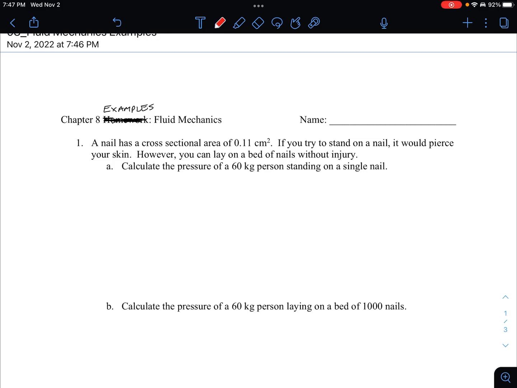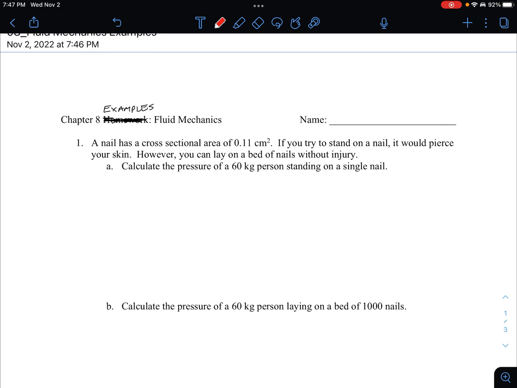If you try to stand on a nail, it would pierce your skin. However, you can lay on a bed of nails without injury. Calculate the pressure of a 60-kilogram person standing on a single nail. All right, so we just want to compare these two cases.